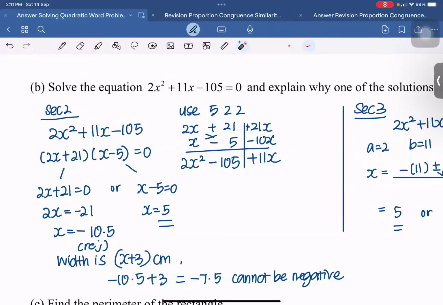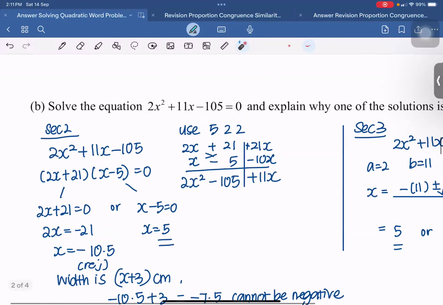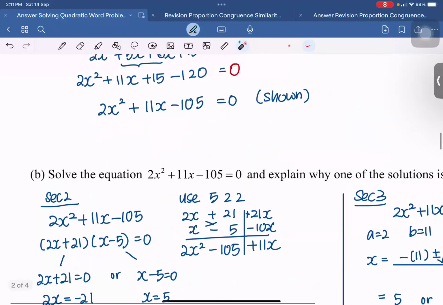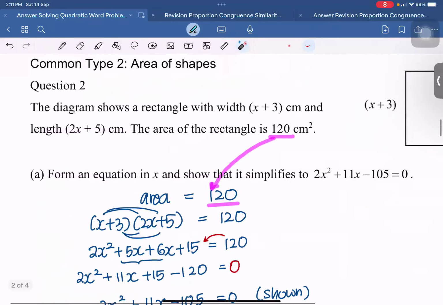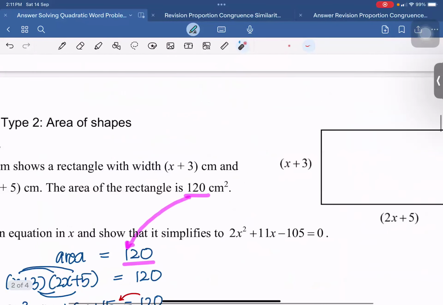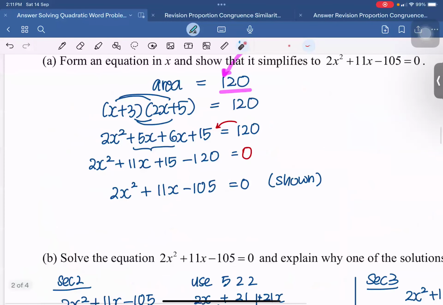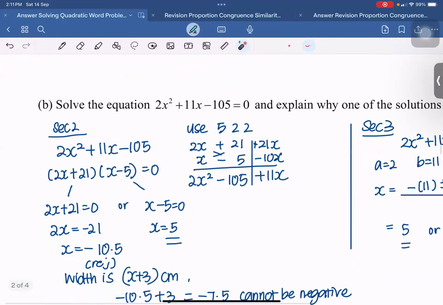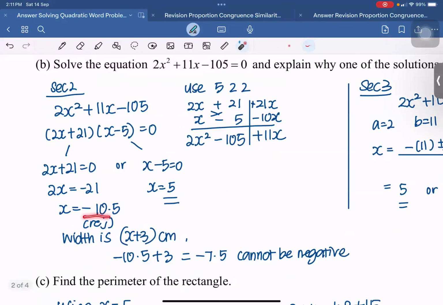Then we need to explain why one of the solutions is not appropriate. Remember, all these are measurements and lengths. We cannot have a length to be a negative number. So for x equals to negative 10.5, x cannot be negative, right? The length cannot be negative. Therefore, this value is rejected.